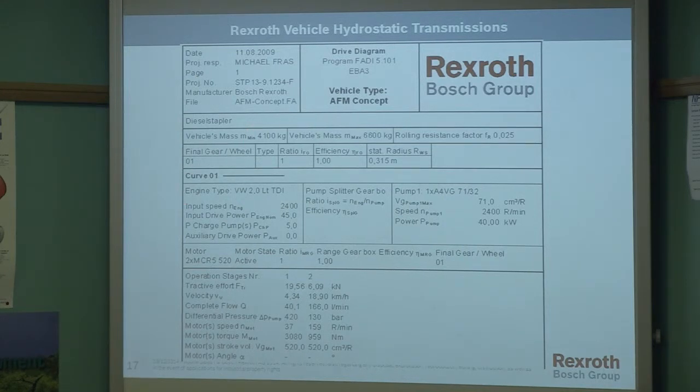So this is vehicle minimum mass 4,100 kilos, fully loaded 6,600. Got a rolling resistance here of 0.025, and we've got a table of those for different tyres, different ground conditions, etc. Static wheel radius 0.315, and you've got engine speed here, charge pump power loss. There's no gearboxes. There's the pump displacement, and this is the actual conditions at each of those points.